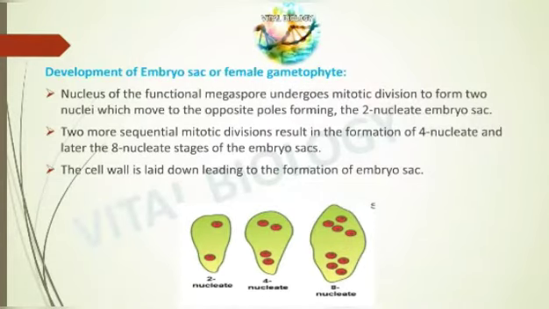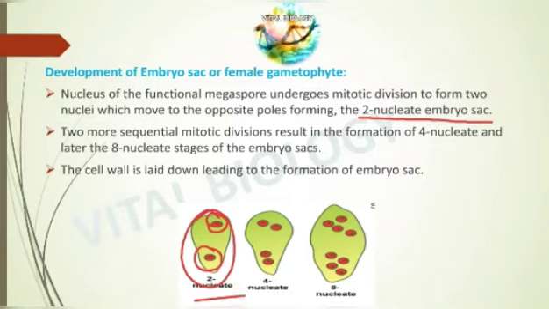As I told you, the nucleus of the functional megaspore divides to form the 2 nuclei. This is the 2 nuclei stage, and then they move to the opposite poles. Here you can see at the upper pole one nucleus is present, and at the lower pole another nucleus is present. So these nuclei are present opposite to each other. This is called the 2 nucleate embryo sac.